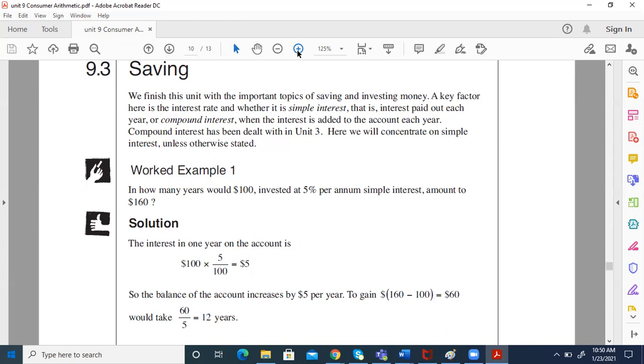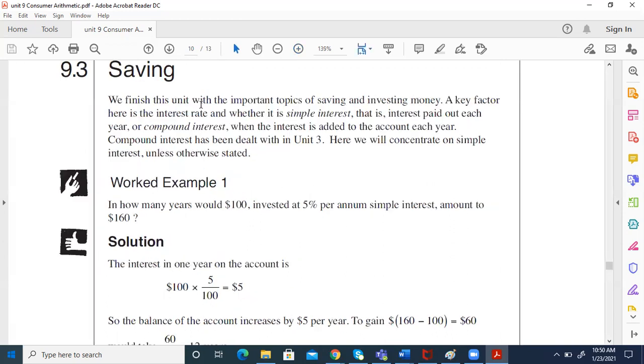All right, so I guess this part is just a simple interest section. No problem. We will get the practice. I have some other questions, some of which I put in the group. Let's say, in how many years would $100 invested at 5% per annum simple interest amount to $160?